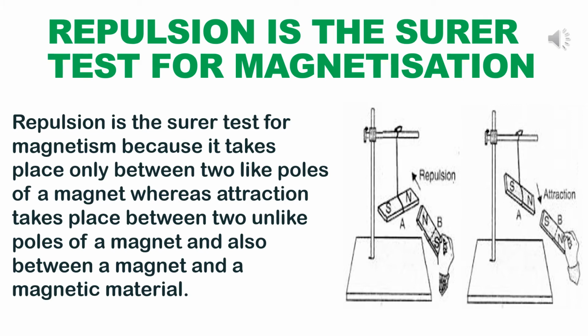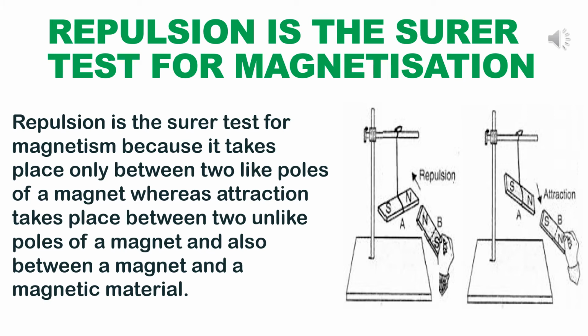I am explaining this diagram. In front of any pole of a hanging bar magnet, let a north pole of another bar magnet be brought. It would be seen that there is repulsion between them. Again, if two different poles be brought near each other, that is north and south, there will be attraction between them. See the two diagrams, you'll understand. So like poles repel each other and unlike poles attract each other.